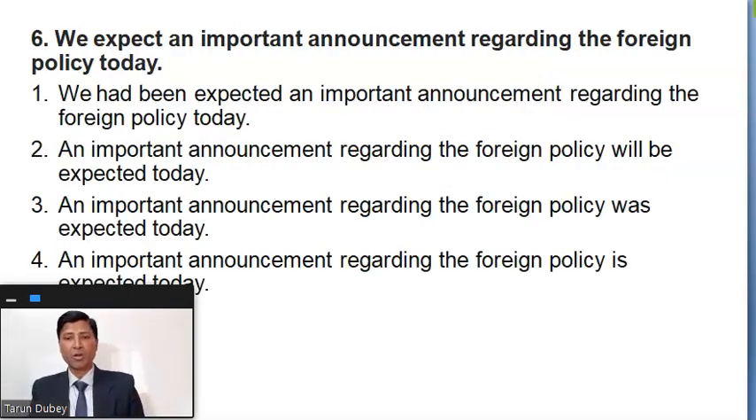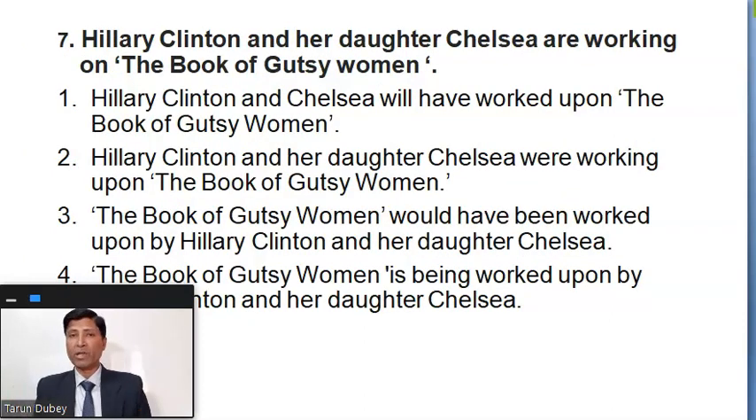Question number 6. "We expect an important announcement regarding the foreign policy today." What is the keyword? Where has the question framer left the keyword? Keyword is "expect." This expect is in the simple present. What will be the answer? "Is expected." Where is "is expected"? 1, no. 2, no. 3, no, because 1 is "had been," 2 is "will be," 3rd is "was expected." Answer will be 4. Now work on keyword.